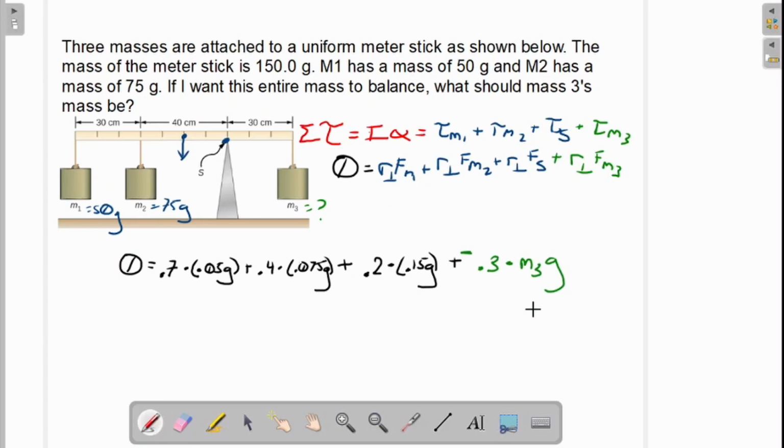You'll notice that I left g in everything, but g's a common term. It can factor out because there's a 0 over here. We can cancel out. Second, you'll notice that I put a negative sign in for the green term, the m3.